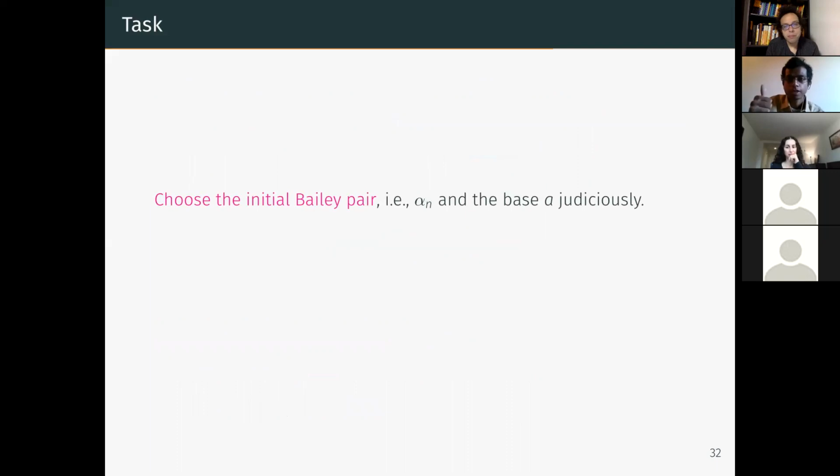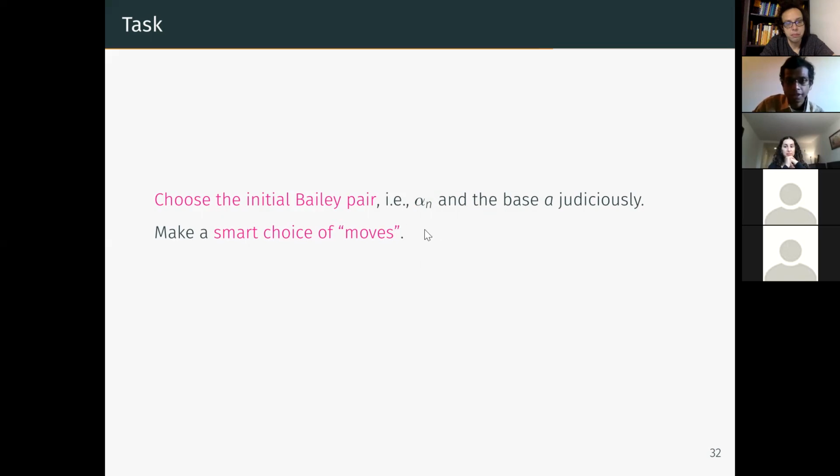Okay, so task 1: you have to choose the initial Bailey pairs judiciously. You choose alpha and the base, then you'll get what the beta is. And remember, it's going to be important for us to choose the alpha, because alphas are going to turn into products, and products are at our disposal. I don't really know what the sums are going to be. It's important for us to choose the alphas and the base judiciously. Then make a smart choice of those moves.